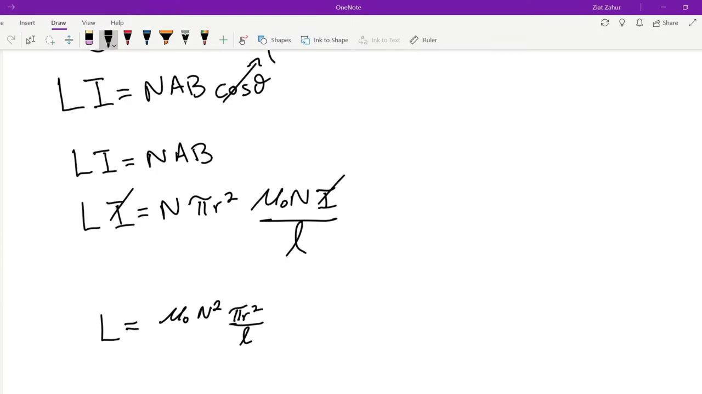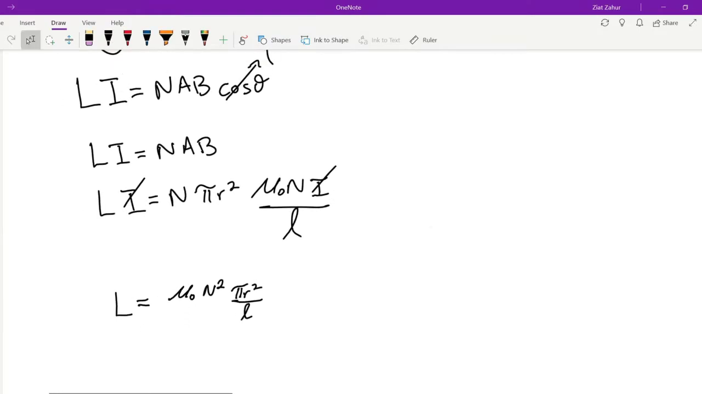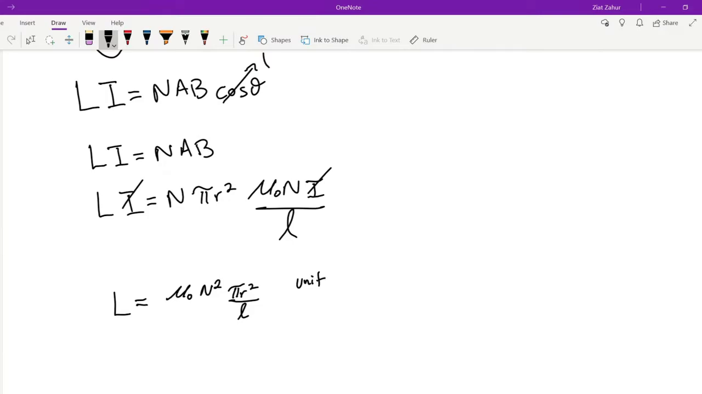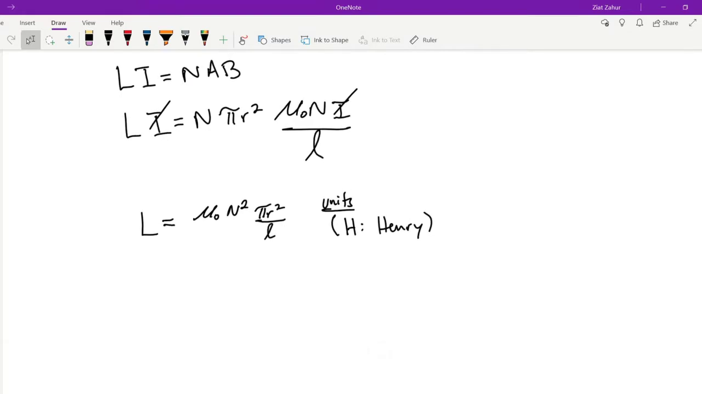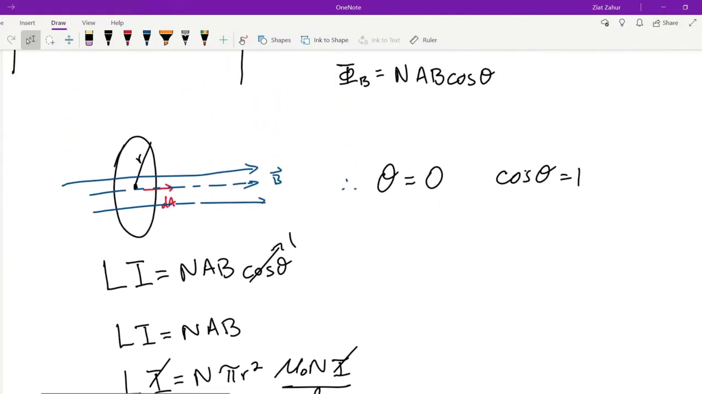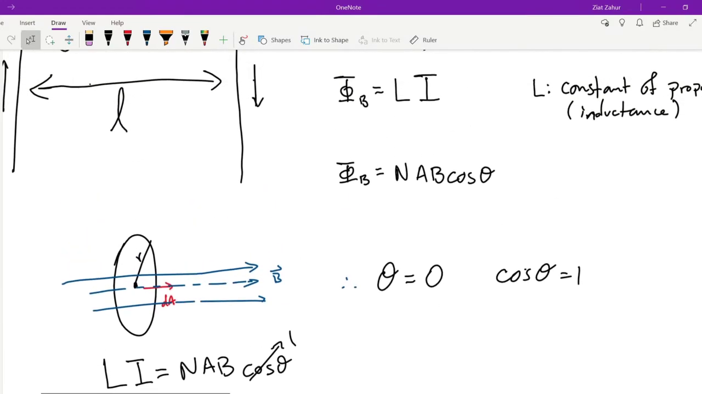Okay, and this is your self-inductance inside the inductor, and of course the unit is capital H, the Henry, Henri in French. All right, so ultimately all it is is a constant of proportionality that relates the flux and the current in your system.